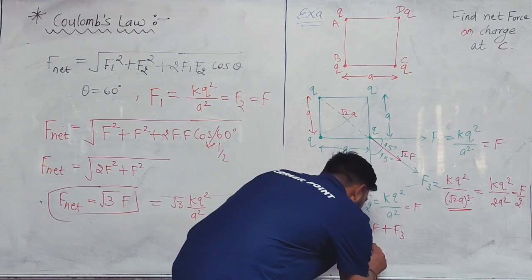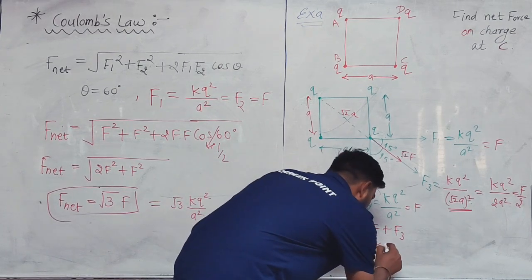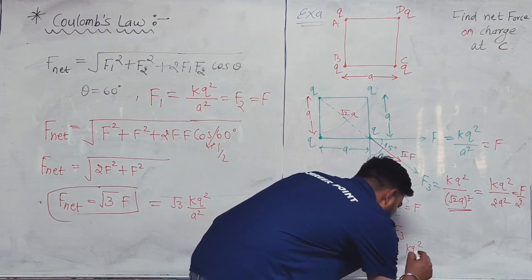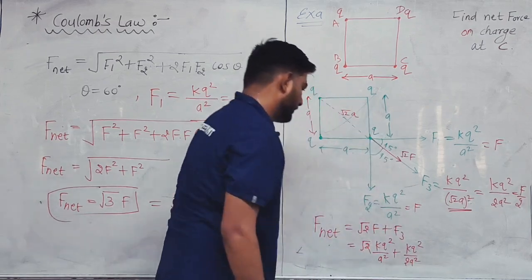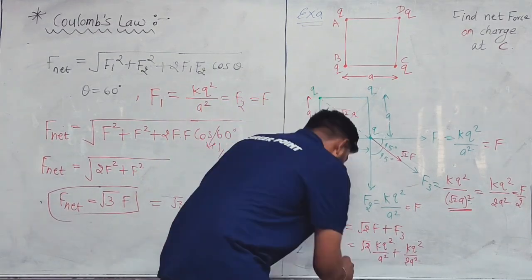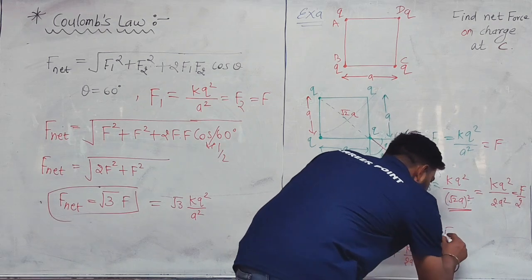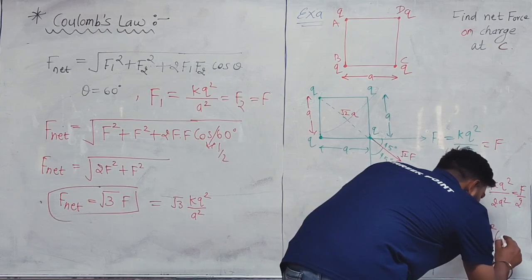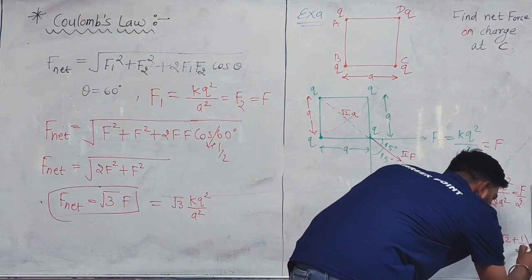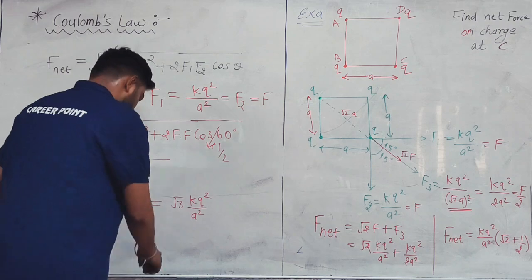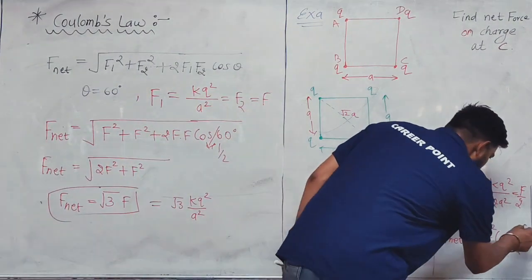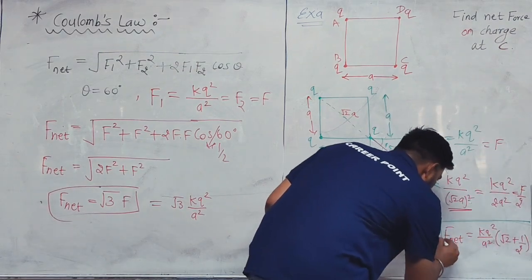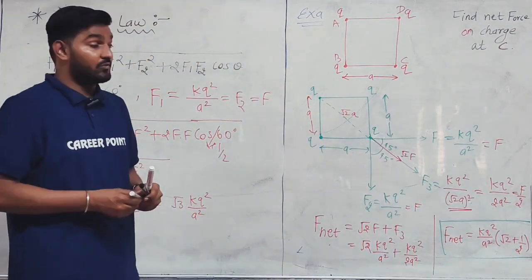So what is F3? F net will be root 2 times F, where F is KQ square by A square, plus F3, which is KQ square by 2A square. When I take KQ square by A square common, F net will be KQ square by A square times root 2 plus 1 by 2. This is the net force on the charge at C. This is the net force.